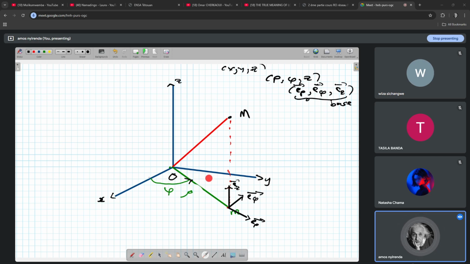EZ is going to be parallel to the z-axis. EZ, we can see it goes up, and the z-axis is also going up. It's the same EZ that we have in the Cartesian coordinate system, but here we've replaced EY with e_phi, and EX with e_rho.